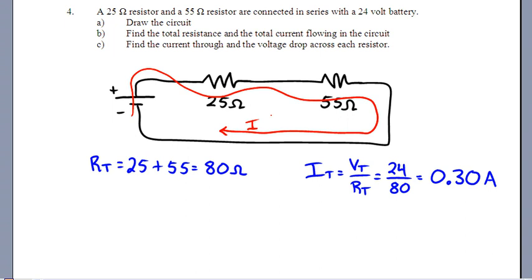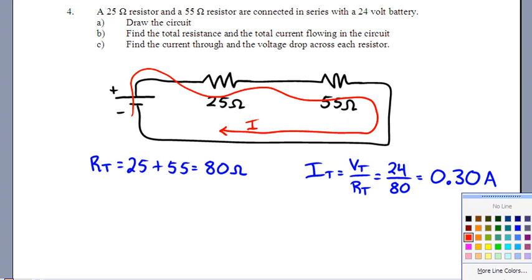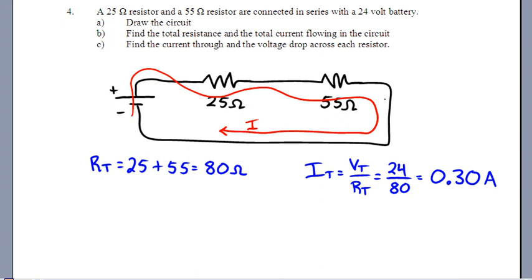If you wanted to monitor how much current there was in that circuit, you could go and install an ammeter. You put it right on top of that wire. You'd break the wire open, sneak an ammeter in there. And they've asked us in 4C there to find the current and the voltage for each of those resistors. Well, they're both going to have the 0.3 amps.